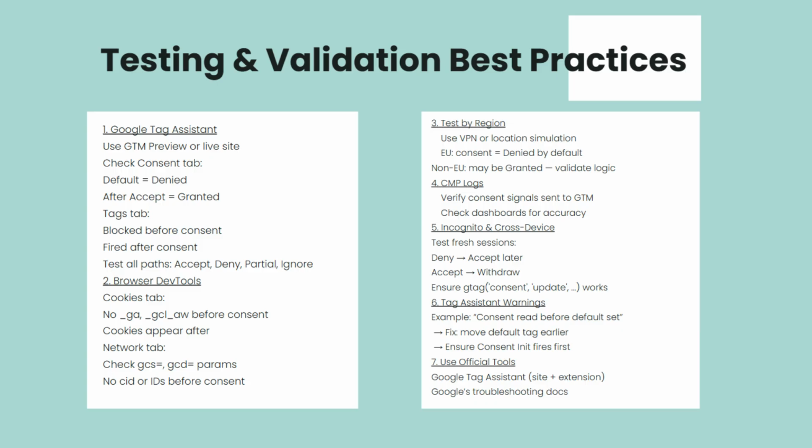In V2, there's also a GCD parameter that encodes the new signals. Also examine if identifiers are present or not. For instance, in a GA4 request, with no consent, you shouldn't see your client ID, usually passed as CID or similar. With consent, that should appear.